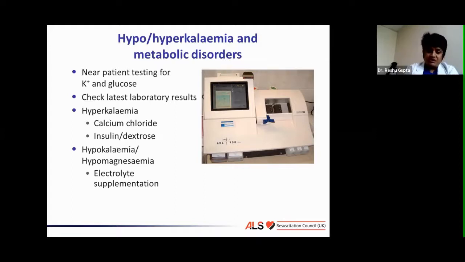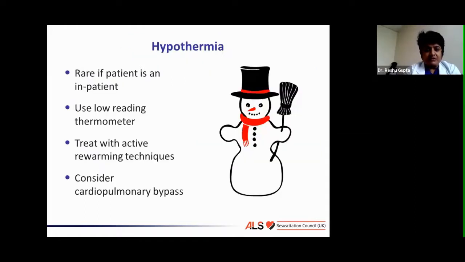We know for treating hyperkalemia, we have used calcium chloride, insulin, and dextrose. We also go for nebulizations with Asthalin or Duolin. Then for hypokalemia, we give potassium supplements, and for hypomagnesemia, we give magnesium supplements as per the requirements.